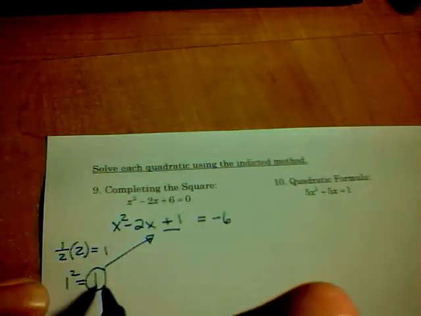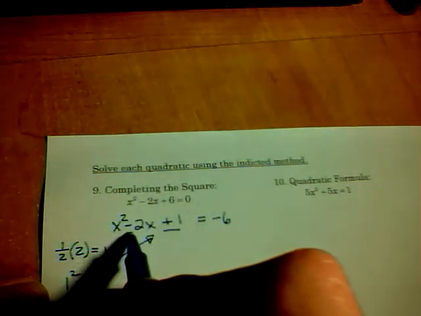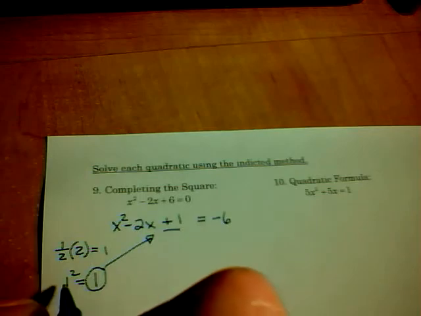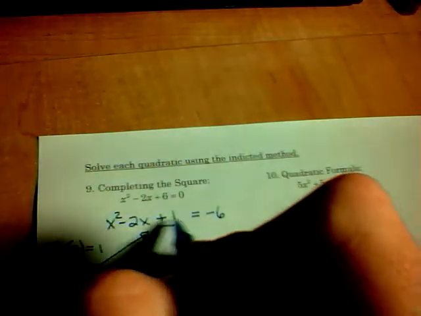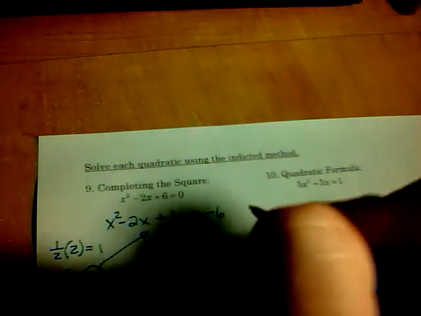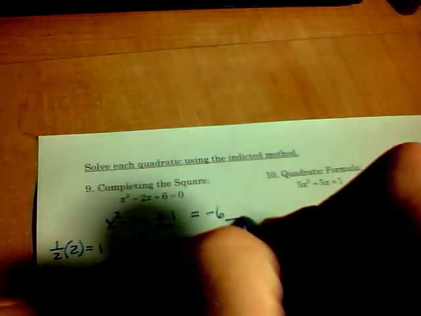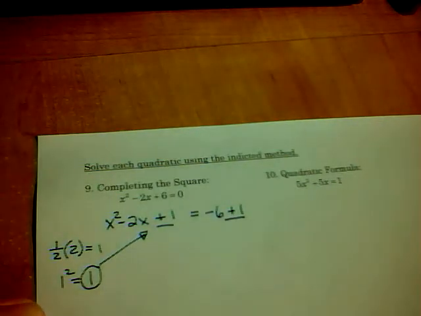So this is going to be a positive 1. And that's the process you go through all the time. If you're going to complete the square, you take half of this term, you get a value, and then you square that number, and that number goes right there. Okay? But in this particular problem, we just added 1 to the left-hand side of the equation, and in math you can't do that unless you do the same to the other side. So we're going to add 1 to the other side of the equation as well.